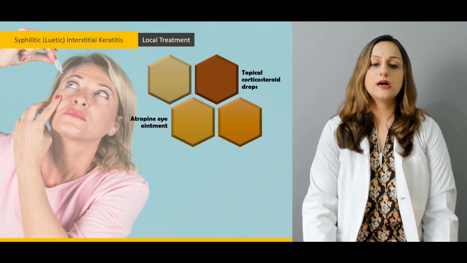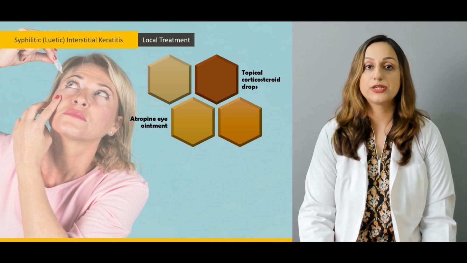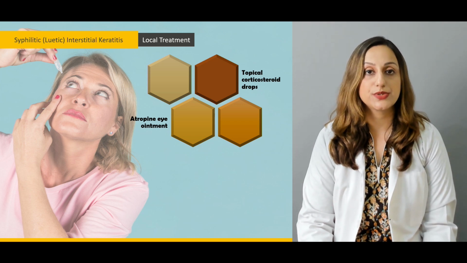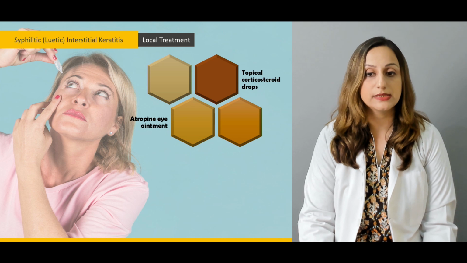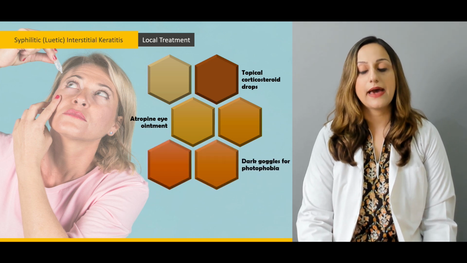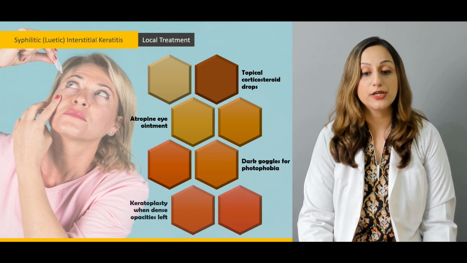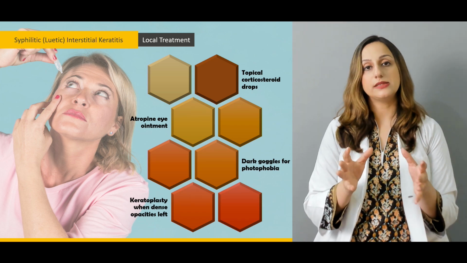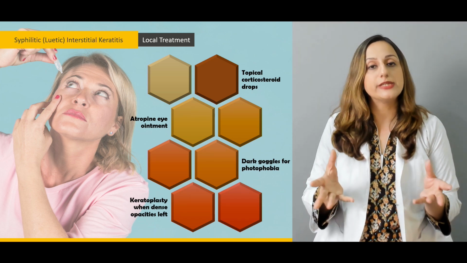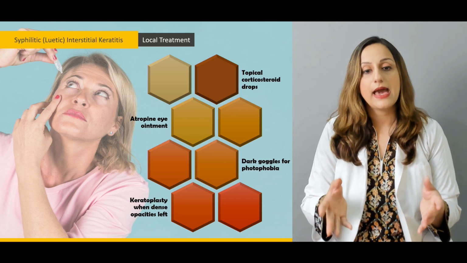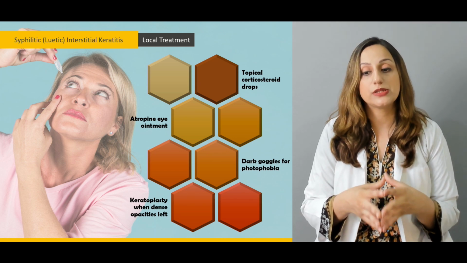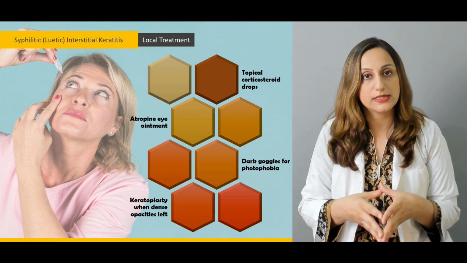You can also start instilling the cycloplegic drugs. The most notorious of these drugs is the atropine eye ointment that you would ask the patient, and the dark goggles for the photophobia are used, and these are basically the conventional steps that you would take for any sort of keratitis and that you're also taking over here for this syphilitic kind of keratitis.